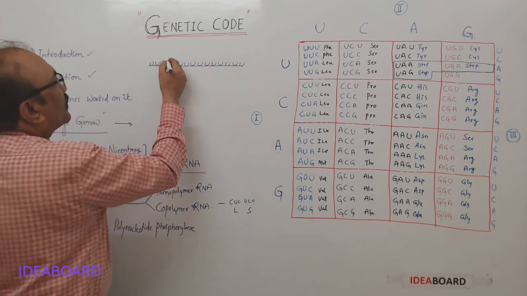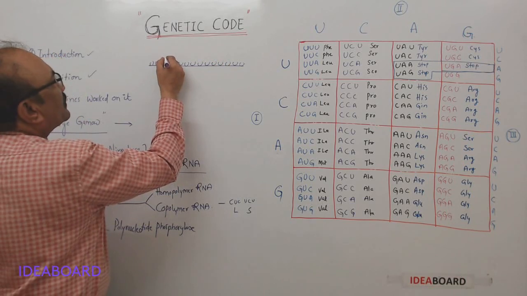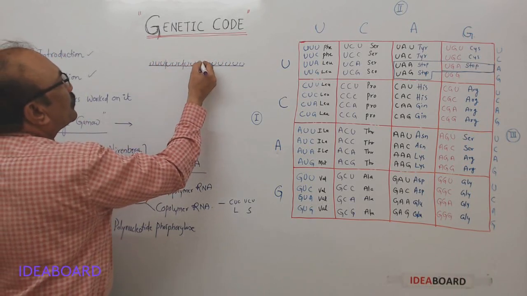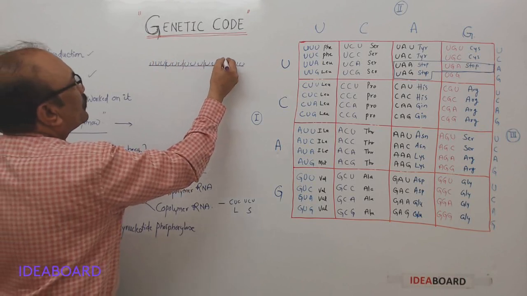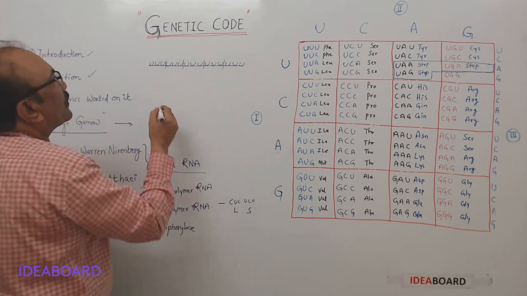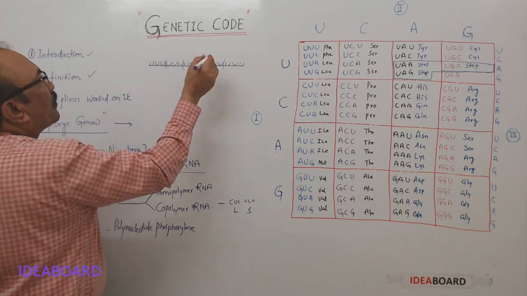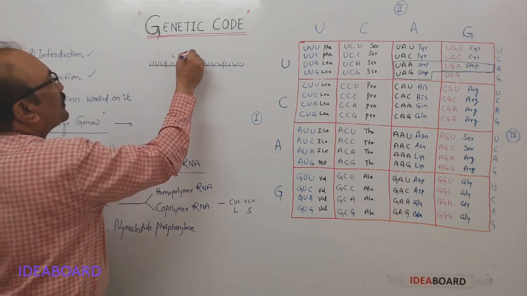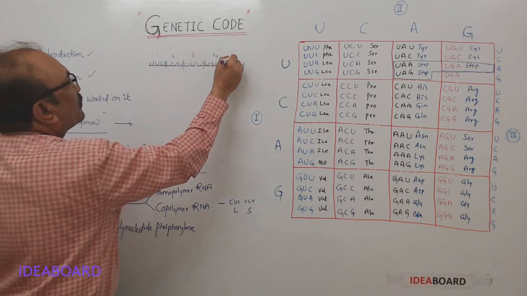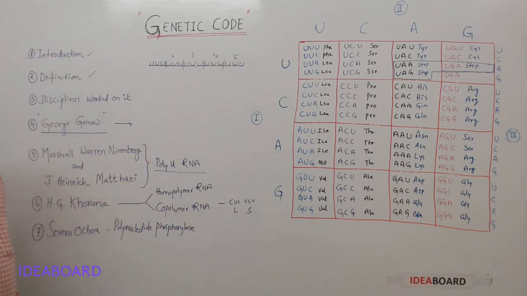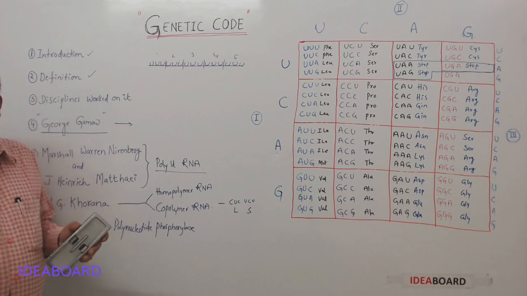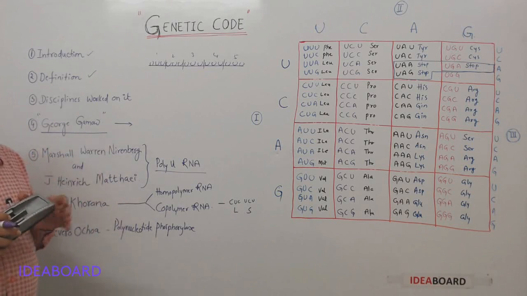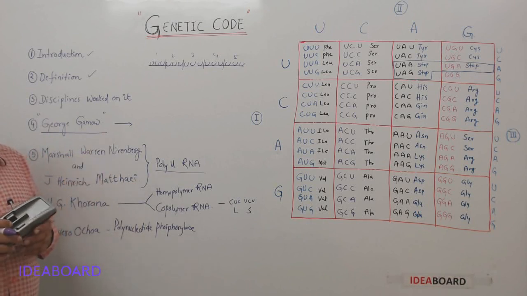And now I am just dividing this into 3s. UUU UUU UUU UUU UUU. Okay. So how many triplet codons here? 1, 2, 3, 4, 5. Of course, just for our understanding, I divided it, but they were not aware of this.